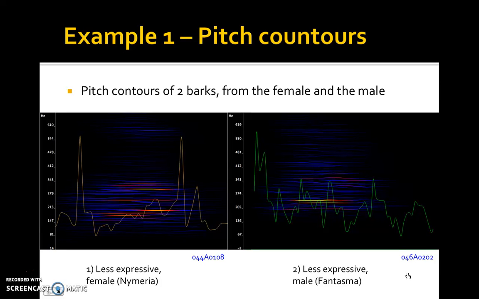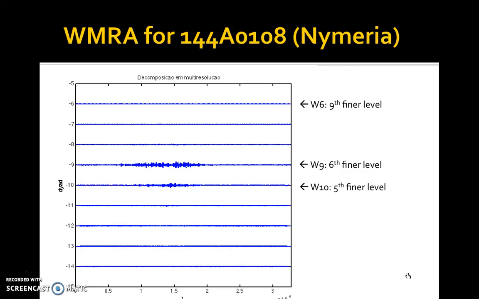These are the pitch contours of the two barks from the male and the female. And this is the wavelet multi-resolution analysis. By doing that, we find that most concentration of energy are in 3 levels of the analysis: the 5th, the 6th, and the 9th finer levels.